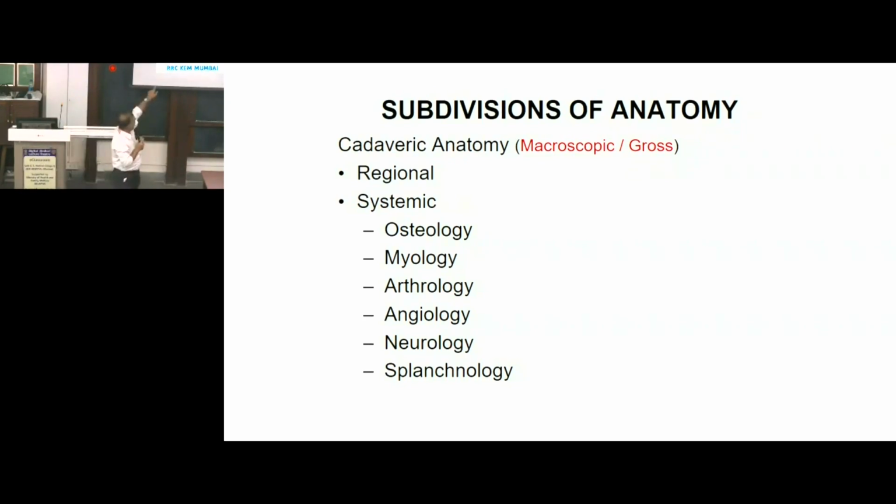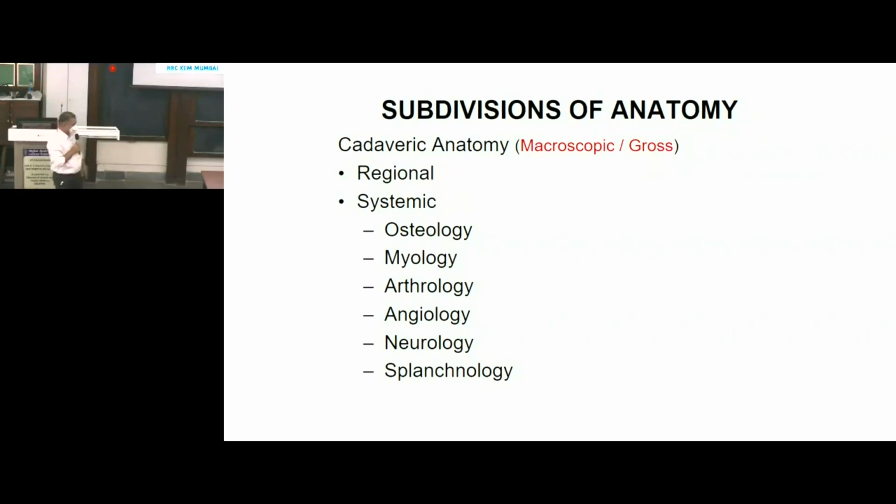Got it? Now, systemic anatomy, based on which system we are learning, can be classified further. So, what we are learning here is classification. In anatomy, it's a norm. Whatever you learn, you will learn classification. Why is it so? It is for ease of learning and understanding. Otherwise, human body is one. But it is just for ease of understanding and learning that it is divided into various parts.